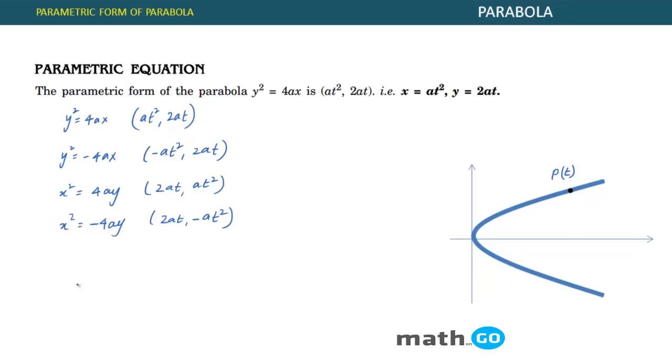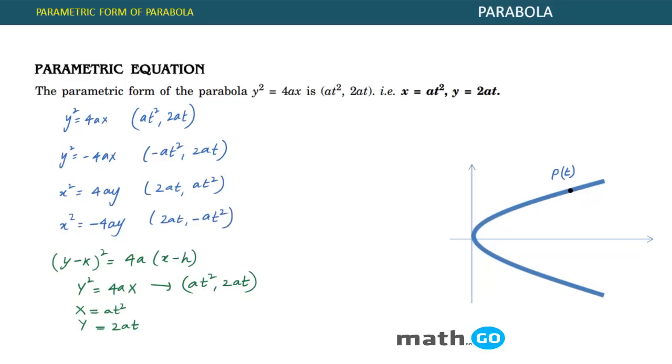And again, if you want to take it on a non-standard parabola, let me just change the pen to a highlighter. So for example, if you are talking about this, right? You want to take the parametric point for this. Can you tell me what will be the parametric point now? Again the same step, what will you write first? Y square is equal to 4ax. So for this, the parametric point could be at square comma 2at, right? But here, what is the role of x and y? Here, this means capital X is equal to at square and capital Y is equal to 2at.